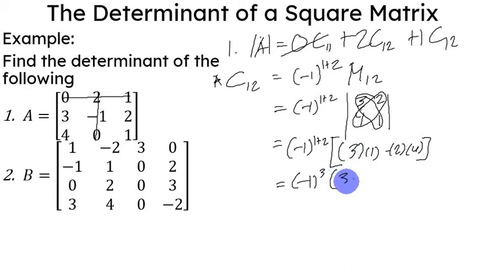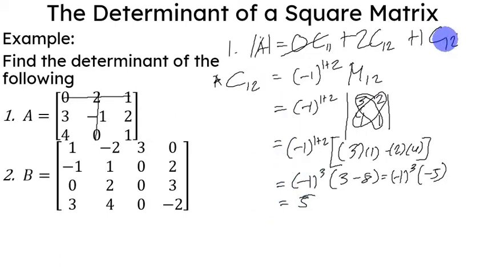Then we'll have 3 minus 8. And we know that this is negative 1 raised to 3 times negative 5. So this becomes negative 1 times negative 5, which is positive 5. So we now have our C sub 1, 2.